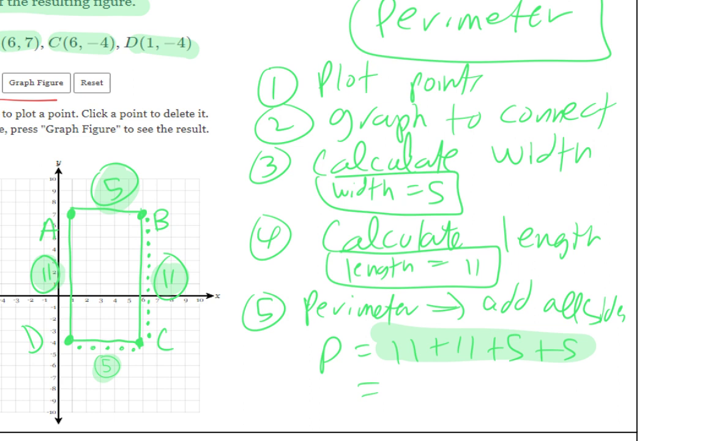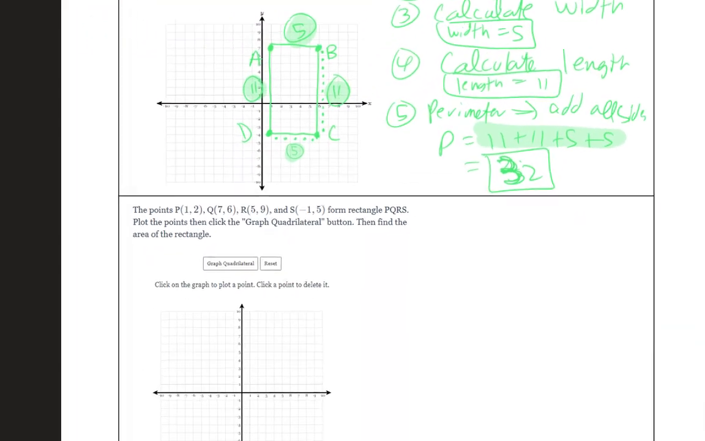Okay, so if we put that into our Delta Math calculator, we're going to get the answer of 32. Let me clean that up. So 32. Okay, so that's our answer. Okay, 11 plus 11 plus 5 plus 5. Okay, so if it's a rectangle, we're just going to do it just like that. Okay, so keeping that in mind, let's keep it moving.